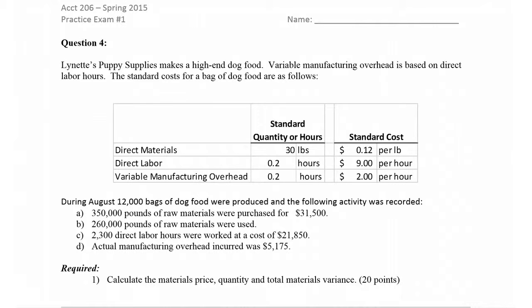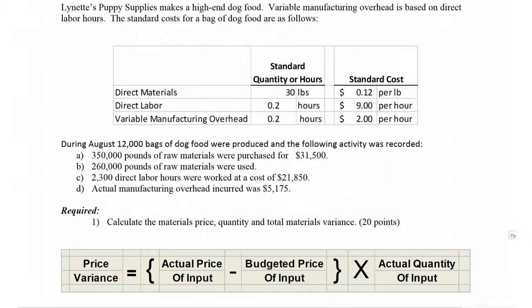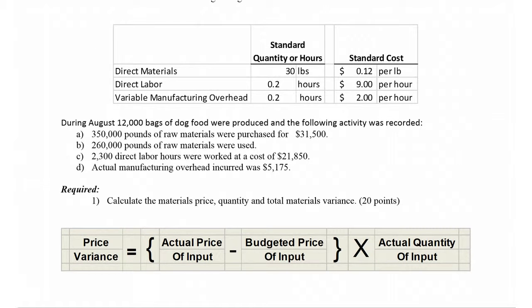So let's just look at the very first one. Calculate the materials price, quantity, and total material variance. And I've put a little formula in here to kind of help you figure this out. So the price variance is the difference between the actual and budgeted amounts times the actual quantity. And so let's kind of write some of these things in.